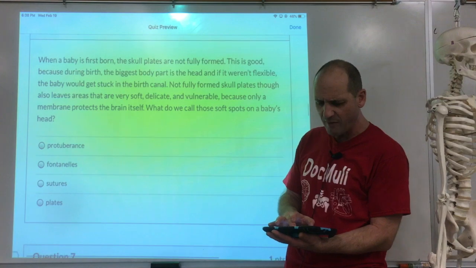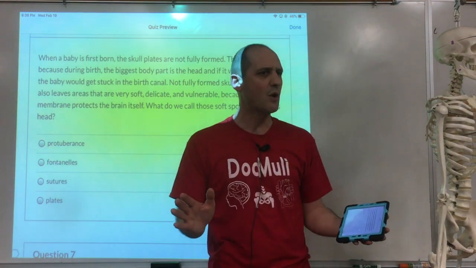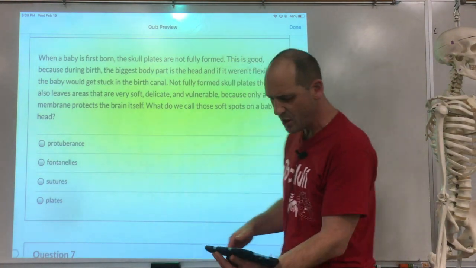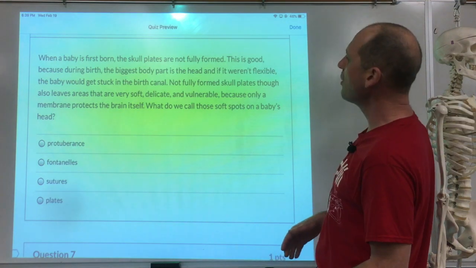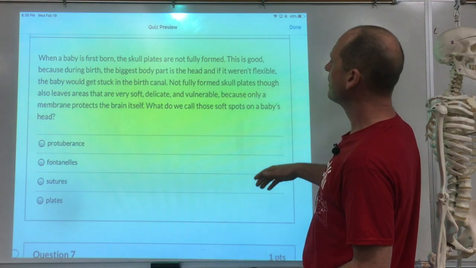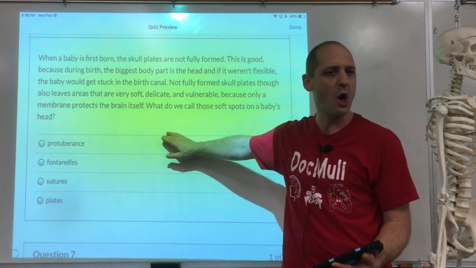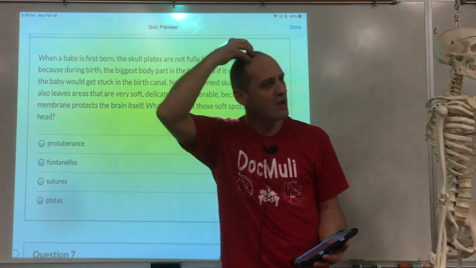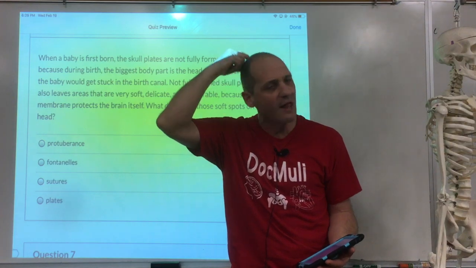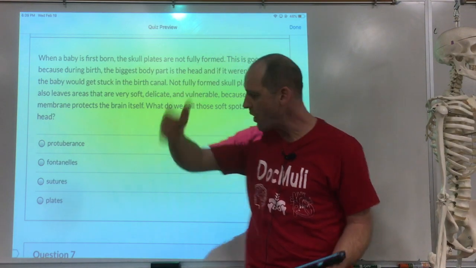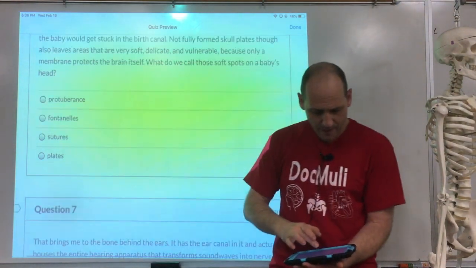All right, so you got that suture thing more or less a little bit? That's all we need to know about that. When a baby's born, oh look, we just did that. What do we call those soft spots in a baby's skull? When a baby's born, we have the soft spot. What do we call them in real life, in anatomy? Fontanelles. There you go, good.